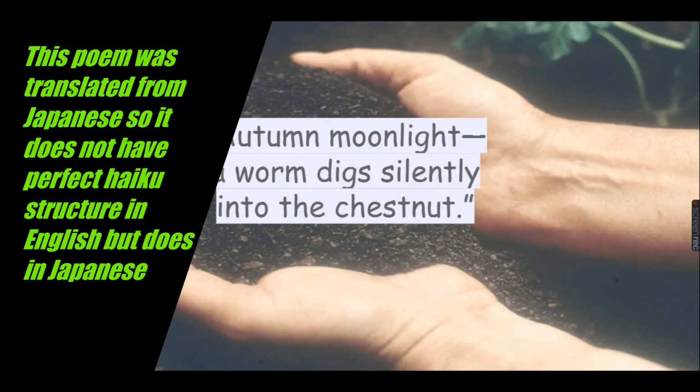Check out this one. So let's look at this very popular poem from a writer named Basho. Autumn moonlight, a worm digs silently into the chestnut.